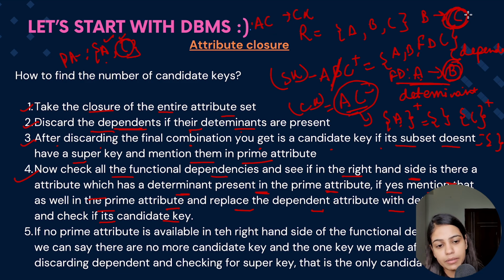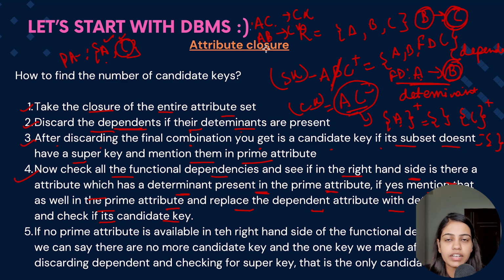We can replace the dependent with its determinant. So right now AC is our candidate key. What we will do is, since C is the dependent and B is the determinant of C, we can replace C with B and we can check if AB is a candidate key or not.